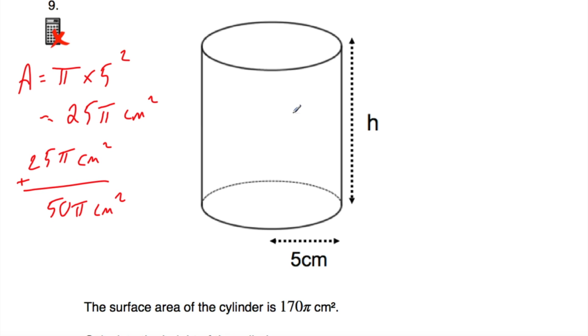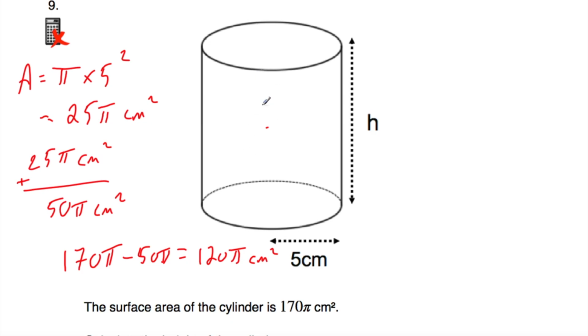So that's fantastic. So now we know the area of the two circles. If we take them away from 170 pi, what's left to be the area of this curved face here? So we'll do 170 pi, take away 50 pi, and that's equal to 120 pi centimeters squared. So that's the area of this curved face here, 120 pi centimeters squared. We've now got the area of this curved face. Let's find an expression for its area.